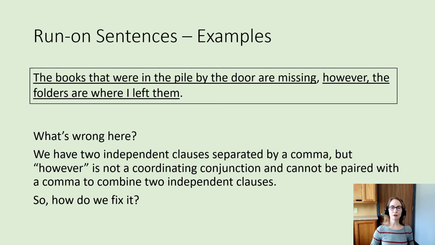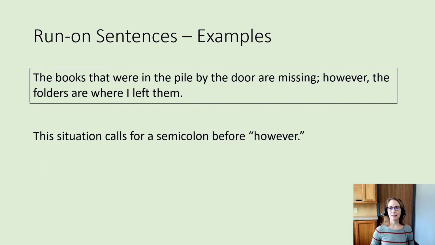Now, you might see correct sentences in which however is in the middle of the sentence separated by commas, but in that case, however is being used in a different grammatical way. However is kind of a flexible word in that way. But in this case, it can't function this way. It can't connect two independent clauses. So how can we fix it? This is a perfect situation for a semicolon. You put the semicolon before however, and then you've perfectly connected those two independent clauses.